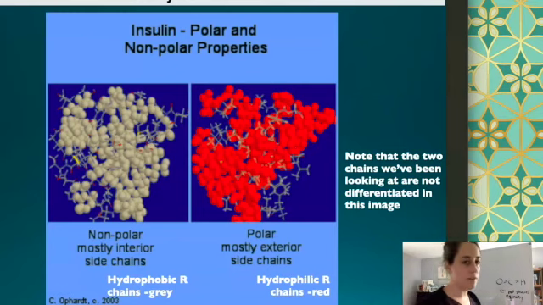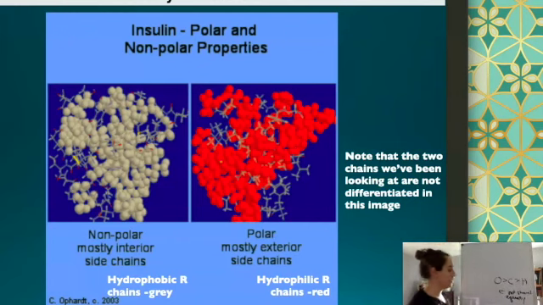And so I'm going to try and draw that on the whiteboard. I don't have a gray marker, but I do have a black marker. So our nonpolar amino acids and their side chains we expect to be in the middle of this folded insulin molecule.